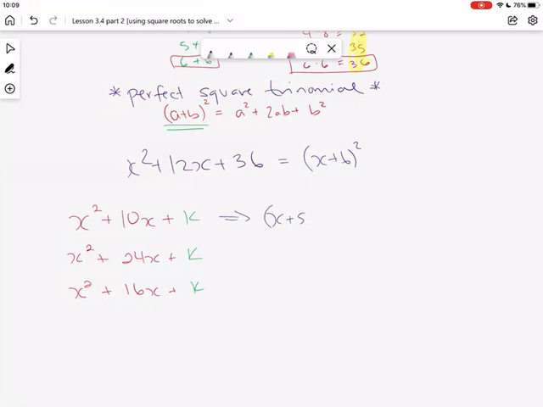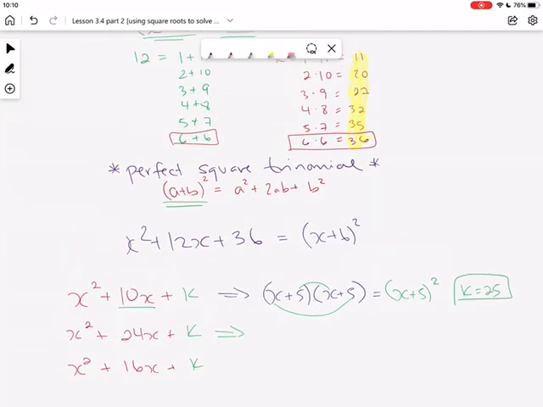So if I have x plus 5, I know that both my inside and my outside terms, when we FOIL, when you do this and this, will be 5x plus 5x, and that will give me 10x. So that addition is there, and then that means that k would have to be 5 times 5, which is 25. So this would be x plus 5 all squared, and that means that k would have to be 25.